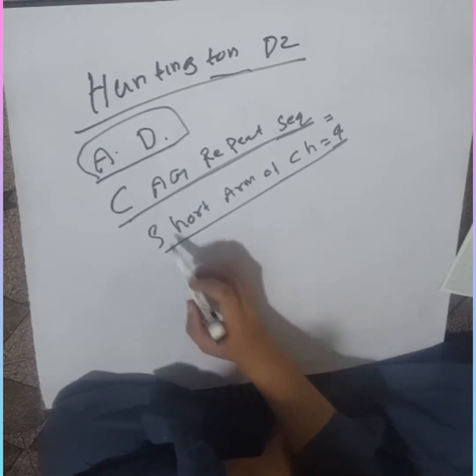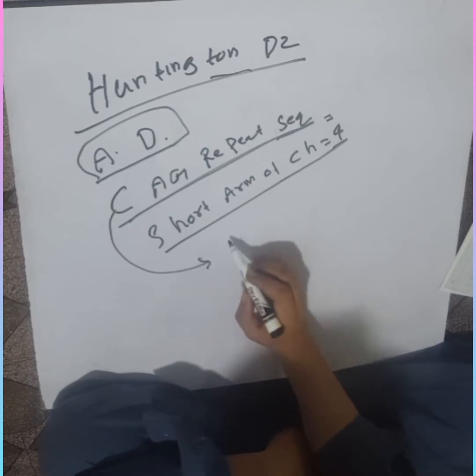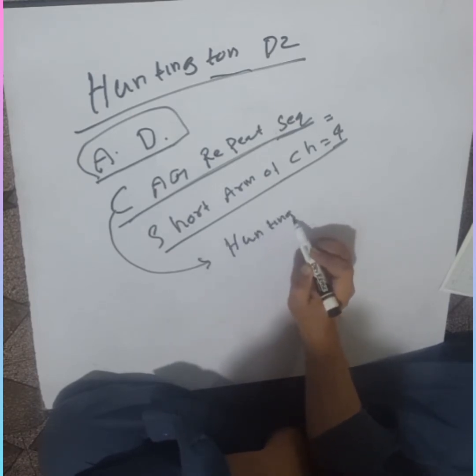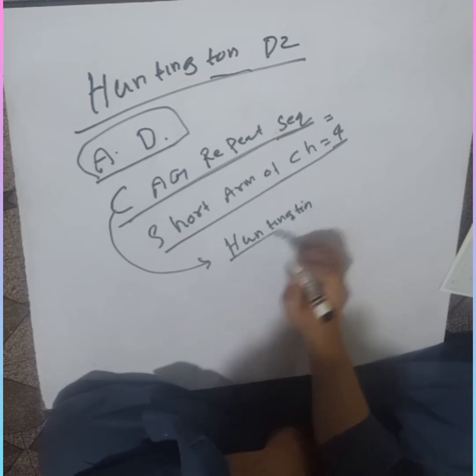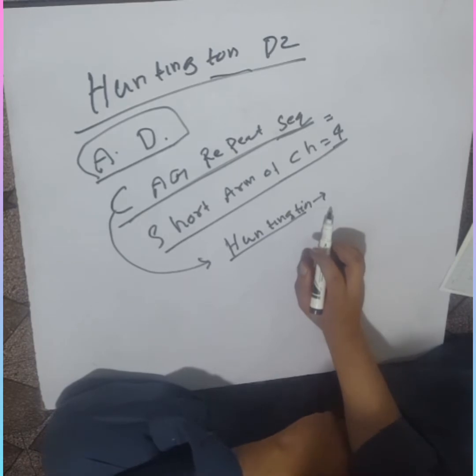Normally, the function of the CAG repeat sequence is the formation of Huntington, which is a type of protein. Normally, there is formation of Huntington protein.